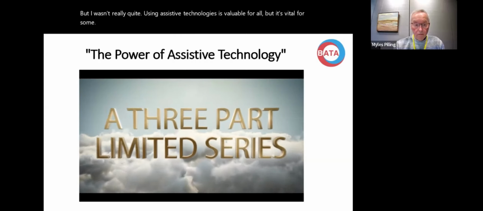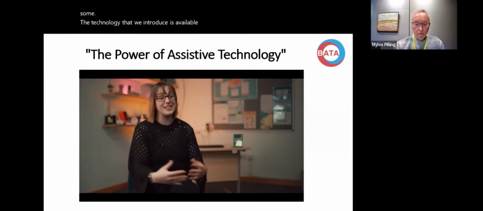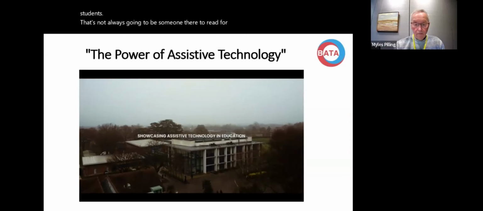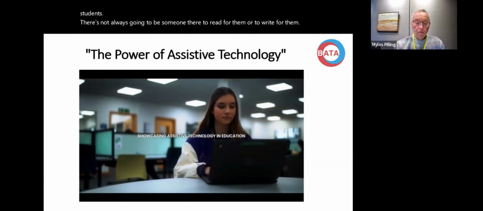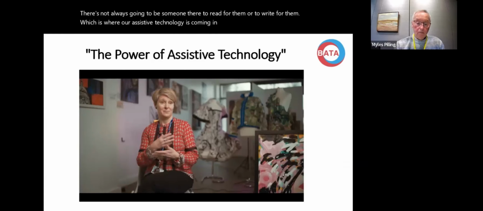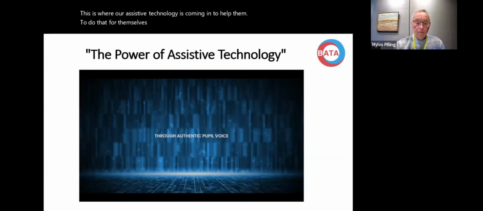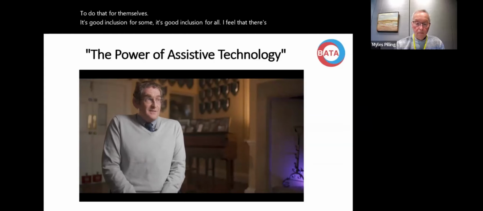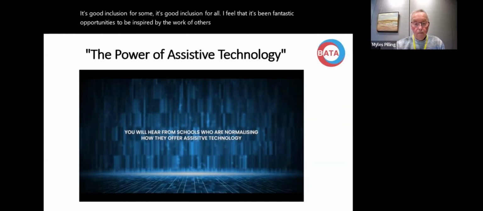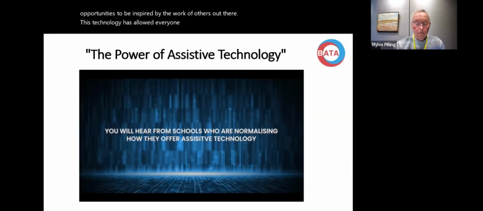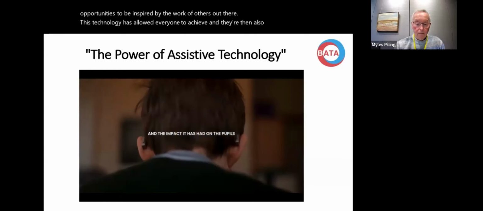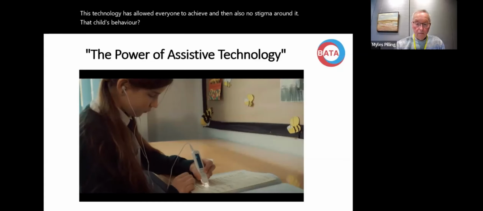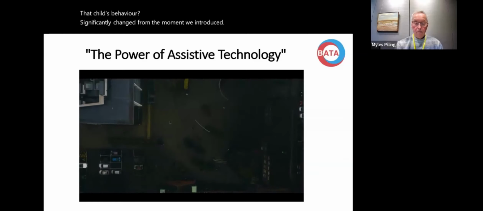The technology that we introduce is available to everybody across a college of nearly 5,000 students. There's not always going to be someone there to read for them or to write for them. This is where our assistive technologies come in to help them to do that for themselves. If it's good inclusion for some, it's good inclusion for all. I feel that there's been fantastic opportunities to be inspired by the work of others out there. This technology has allowed everyone to achieve, and there's then also no stigma around it. That child's behaviour significantly changed from the moment we introduced the technology for them.